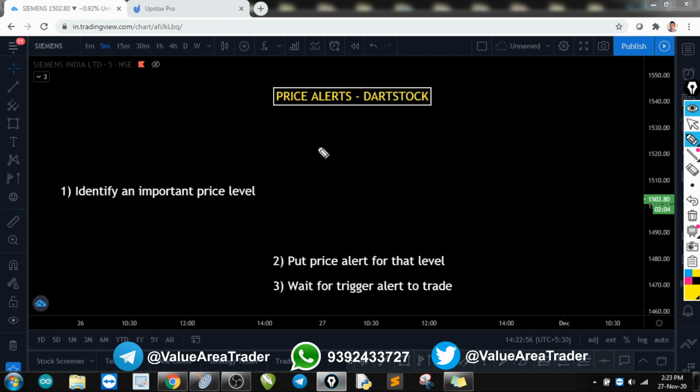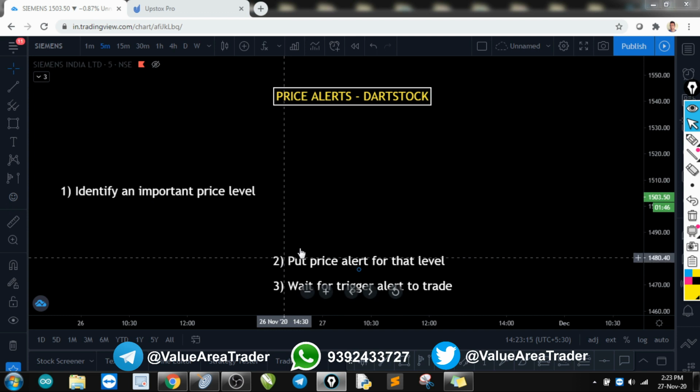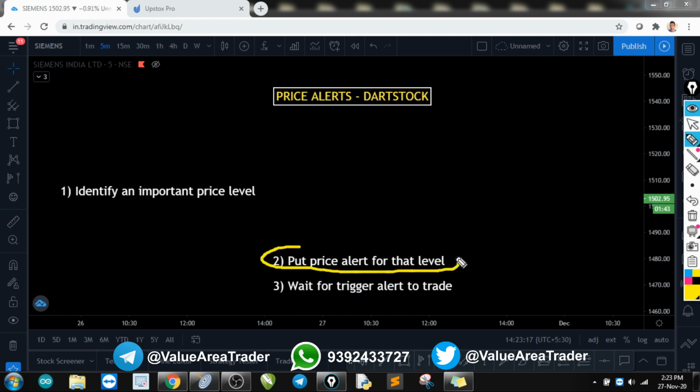I believe if you want to make your trading very easy, then the best way would be to first identify an important price level. That price level can be a supply or a demand zone from where you know the price might reverse. Once you have identified that level, the second point would be to put a price alert for that level.